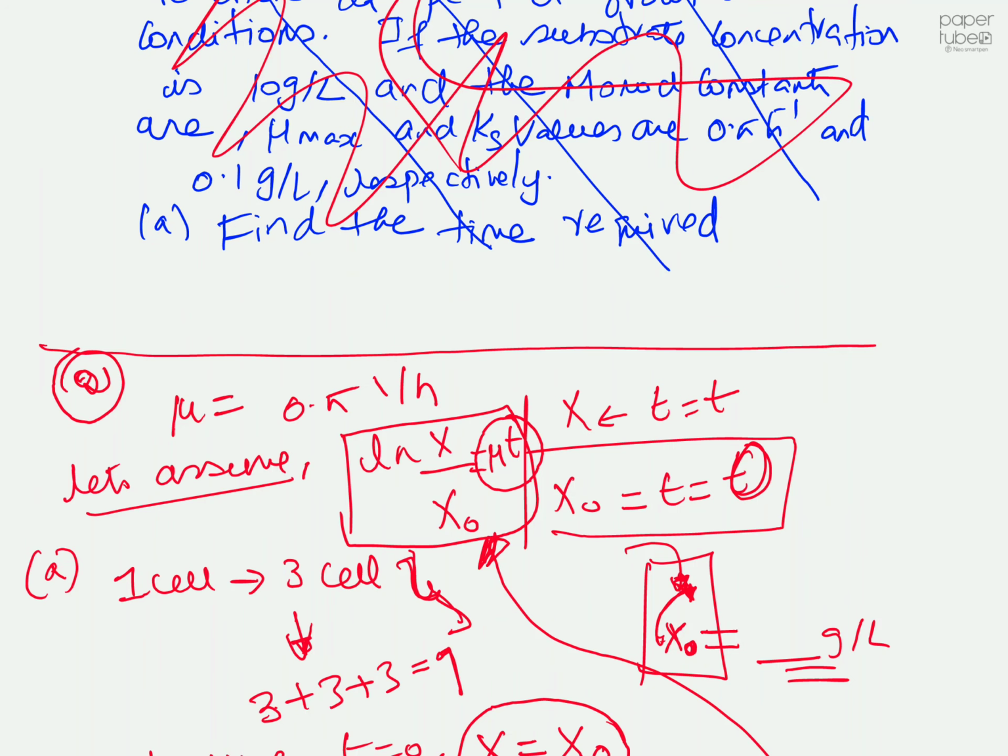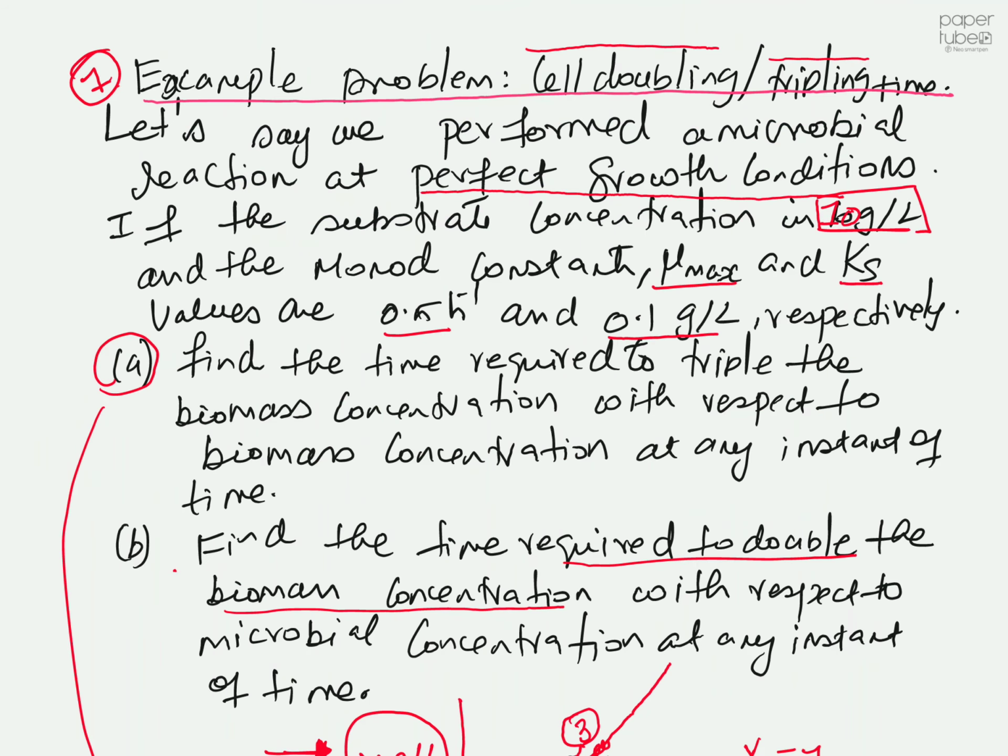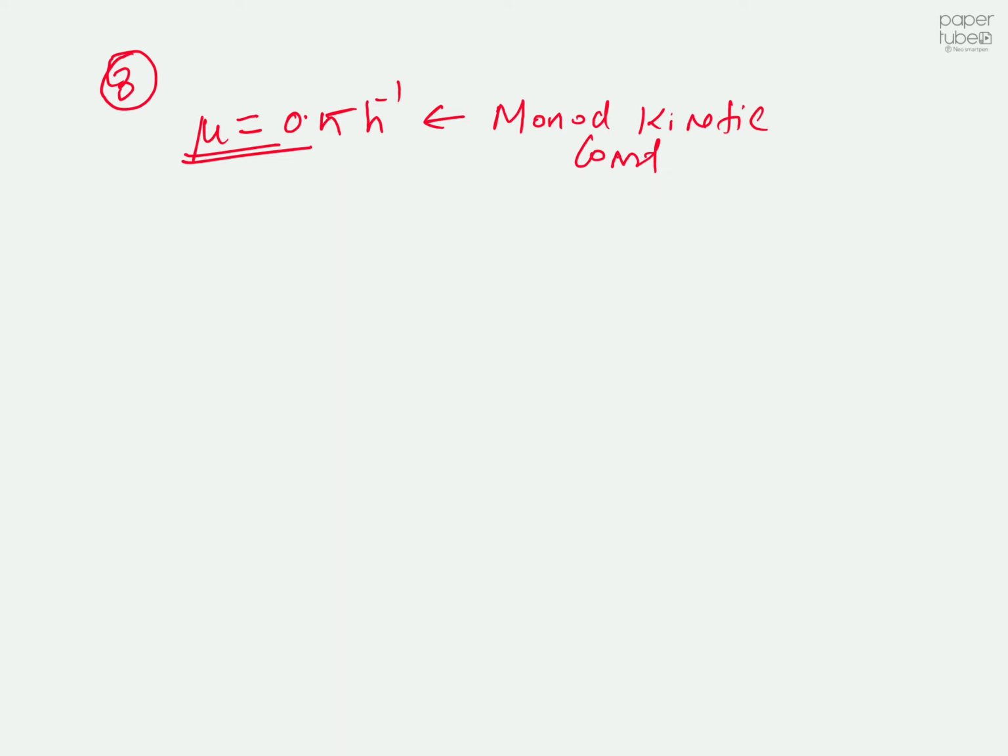And then we still have to answer part B, which is to find the time required to double the biomass concentration with respect to your microbial concentration at any instant of time. What do I mean by that? So let's put page number 3. What's the time required to double the biomass concentration? Let's assume the specific growth rate for the problem is the same, 0.5 per hour. This is something we calculated using the Monod kinetic constants, or the Monod expression.